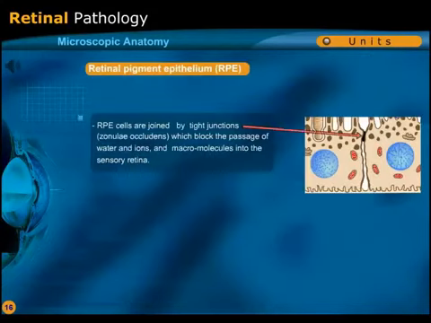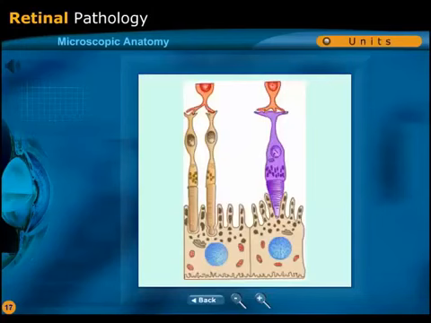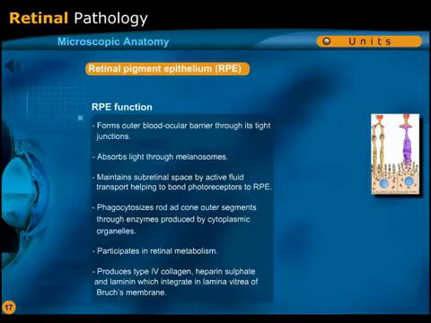Function of retinal pigment epithelium: forms the outer blood-ocular barrier through its tight junctions, absorbs light by melanosomes, maintains the subretinal space by active fluid transport, helping to bond photoreceptors to the retinal pigment epithelium. Phagocytoses rod and cone outer segments through enzymes produced by cytoplasmic organelles. Participates in retinal metabolism. Produces type 4 collagen, heparan sulfate, and laminin, which integrate in the lamina vitrea of Bruch's membrane, the outer blood retinal barrier.